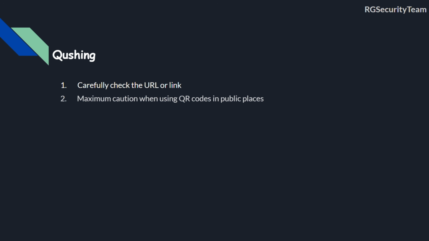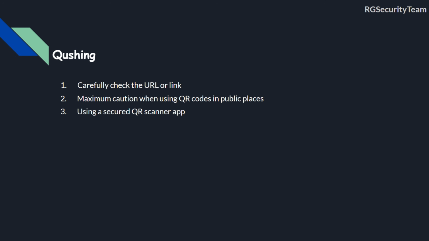2. Maximum caution when using QR codes in public places. Be extremely careful when scanning QR codes on walls or posters on roads, bus stops, parks, or any public place. Hackers often place stickers of malicious QR codes they create over genuine or official QR codes. This is called QR code tampering. Before scanning, touch it with your hand to make sure it is not a sticker.